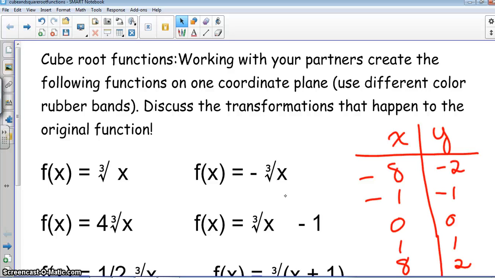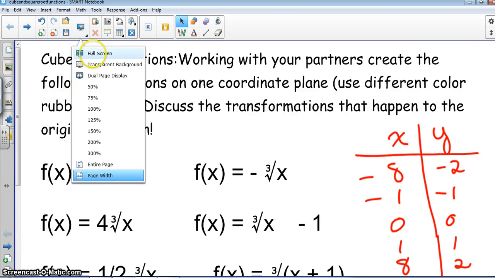Hey guys, welcome to the final day of parent functions. Today we're going to talk about cube and square roots.